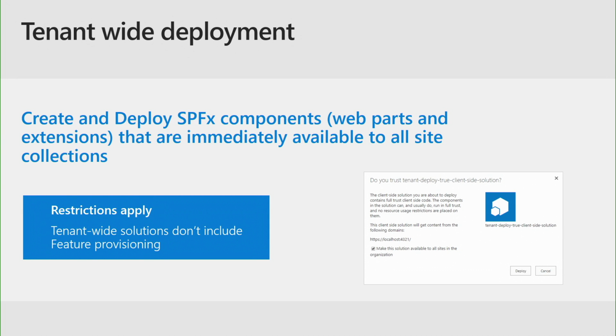So if you've got a web part that you want every site to be able to have access to and to be able to use, you can go ahead and select tenant-wide deployment as an administrator when you deploy it, and it'll become automatically available everywhere where there's a web part picker. Now there is one restriction.